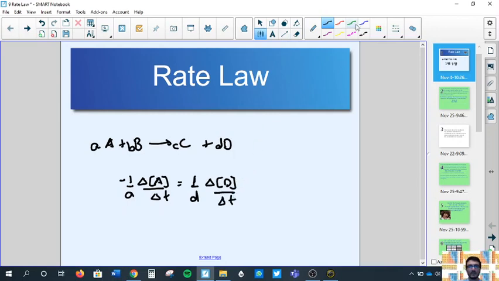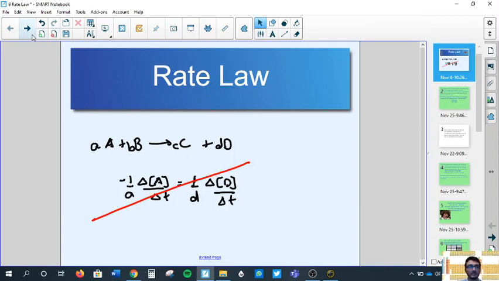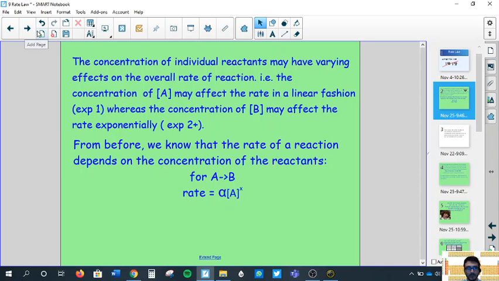This is not rate law. Rate law is not that. Rate law will refer to the overall rate of the reaction. We looked at the individual rates and how they can relate to each other in a certain way. This is right for what we talked about last, but this is different from your overall rate law. Continue to make that distinction as we move on.